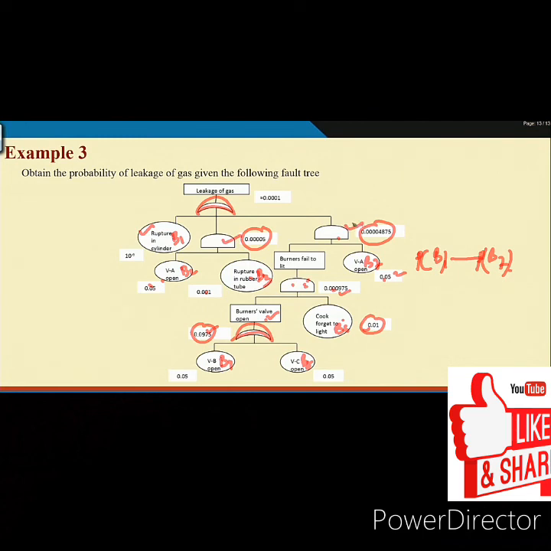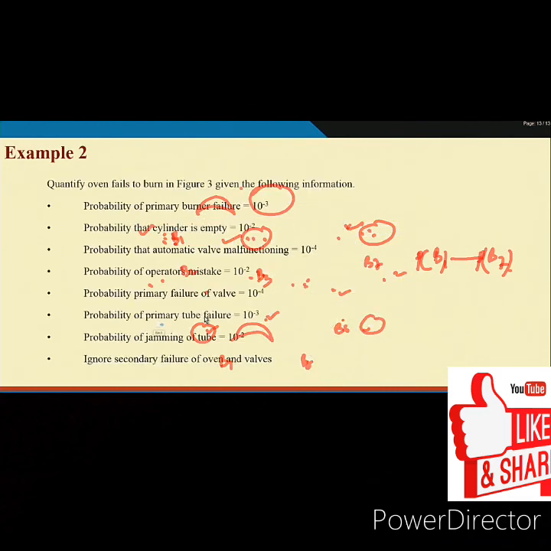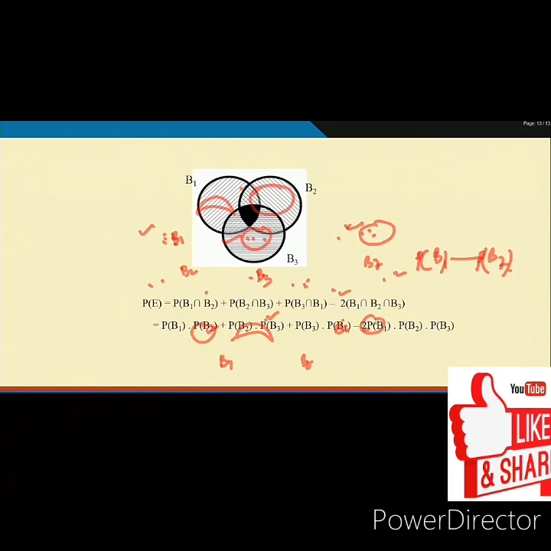So, the union, that means the probability of leakage of gas, equals the probability of B1, this, union this, union this. Then use the formula: this into this plus this into this plus this into this, so like this all the intersections, minus the common part, the three-way intersection, and minus the common part will ultimately give you this one. So, which formula will we use here? We will use this formula, the last case formula.